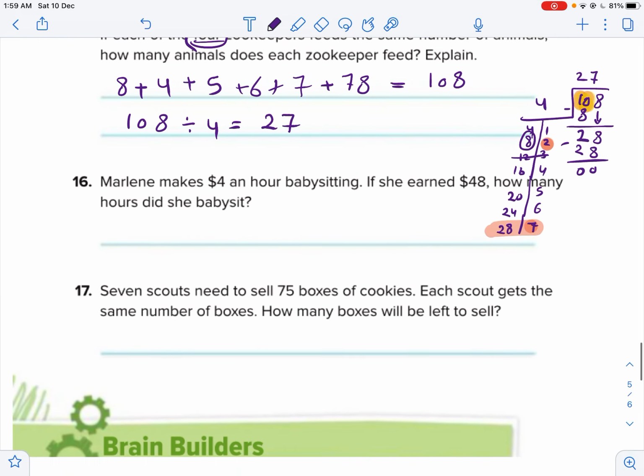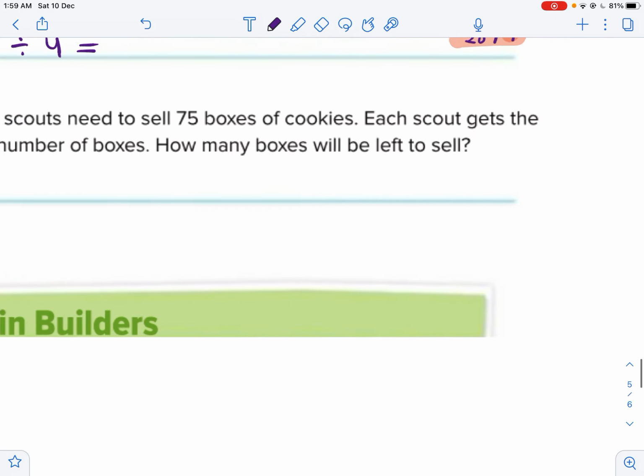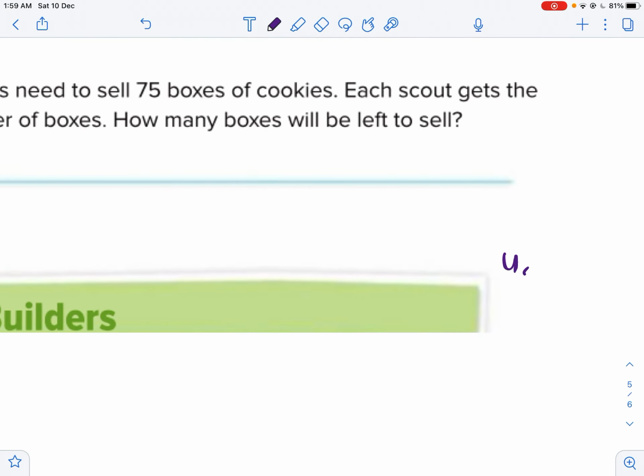Now let's see here. Marlene makes $4 an hour babysitting. If she earned 48, how many hours did she babysit? So we will divide that. 48 divided by 4 equals what? Let's see. 48 divided by 4. Let's divide.